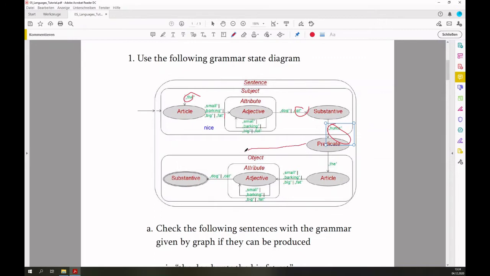So therefore we can go this way and give the label mice here. So this is one possibility. Of course, you can also do another way, so that you don't use this, and that you have an additional end state, for example. So let's do this as well.